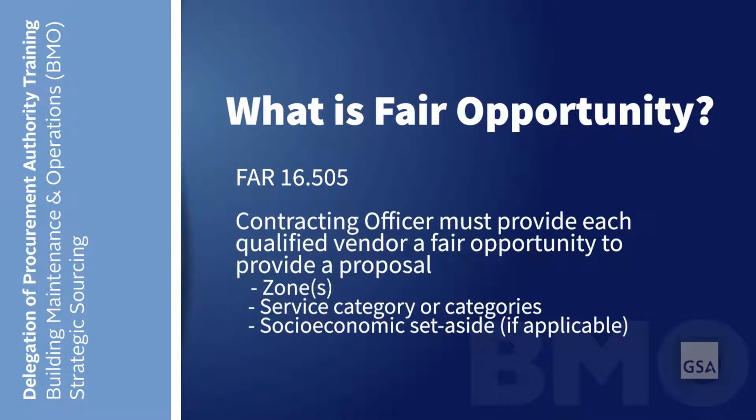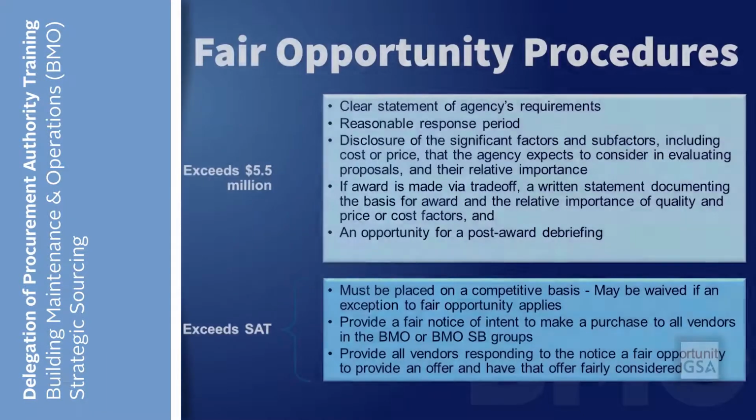At the task order level, an ordering contracting officer must provide each qualified vendor a fair opportunity to provide a proposal. The number of qualified vendors will vary based upon the zone in which the work will take place and the number of service categories that are applicable to the requirement. Socioeconomic set-asides are also allowable at the task order level on BMO, and this is something that we will cover in greater depth later in the training.